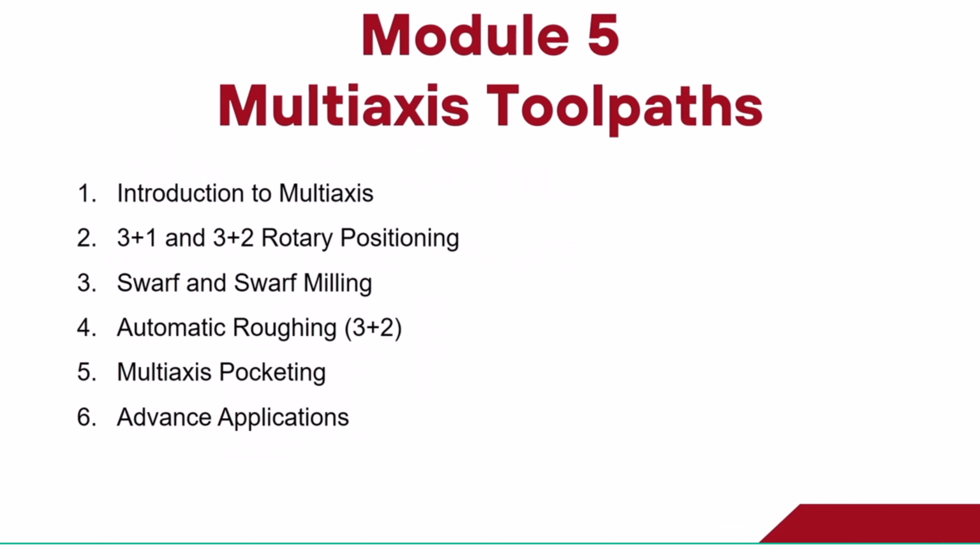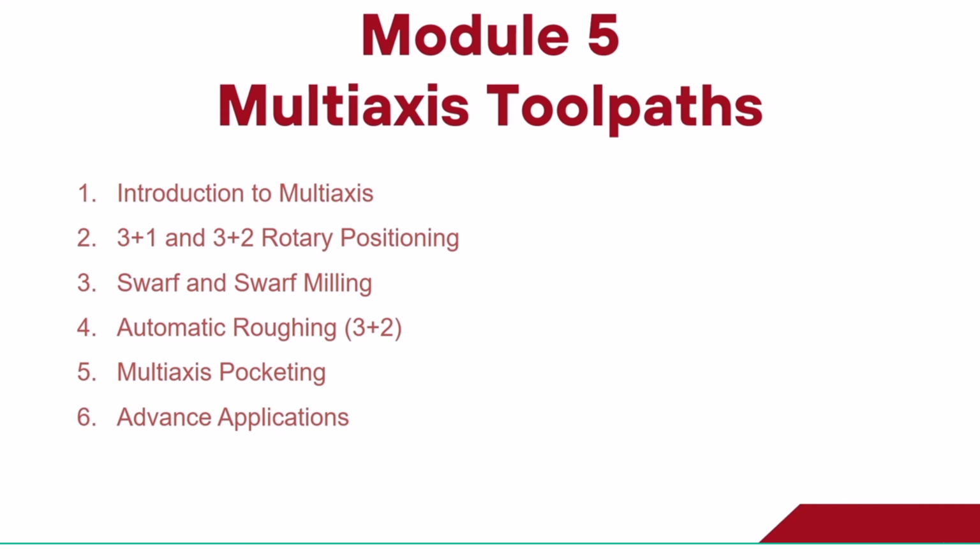So we are going to start Module 5, which is all about multi-axis toolpaths. In this module we are going to learn about an introduction to multi-axis and 3+1 and 3+2 rotary positioning. So we can say that 3+1 is 4-axis and 3+2 is 5-axis rotary positioning. And then we're going to study swarf milling operations, automatic roughing in 5-axis, multi-axis pocketing, and some advanced applications of multi-axis toolpaths.